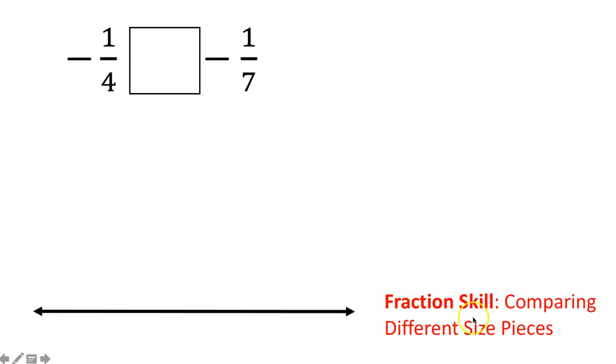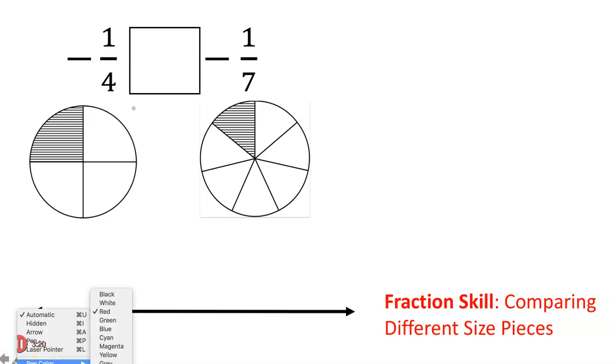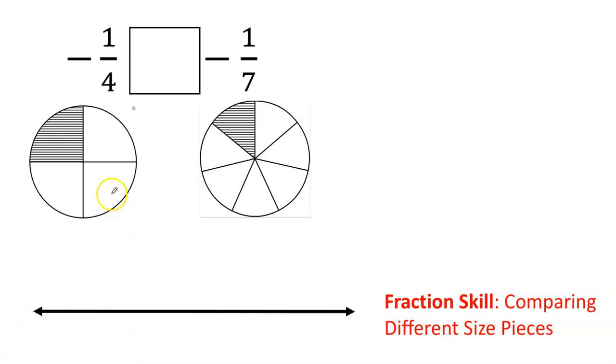All right, we are comparing different size pieces once again, but this time we need to think about this in terms of negatives, so it can be a little bit more confusing. That's why I have the number line that we're going to use. So I hope you can see that we have one slice here which is larger than the slice over here, because if you divide a pie into 7 pieces, each slice is going to be tinier than if you divide a pie into just 4 pieces.